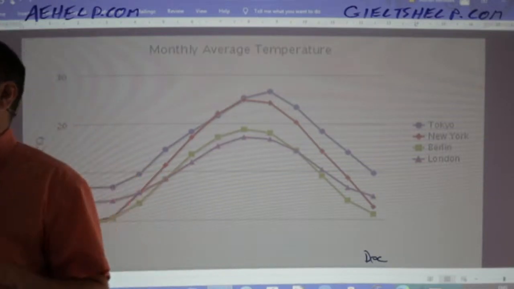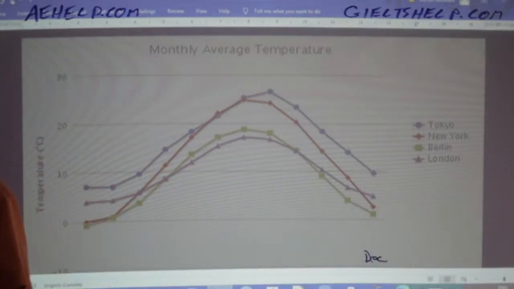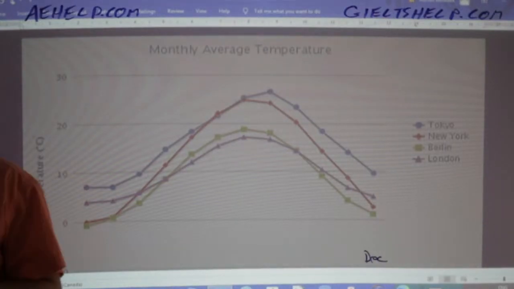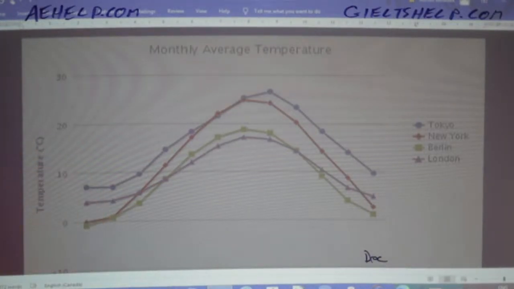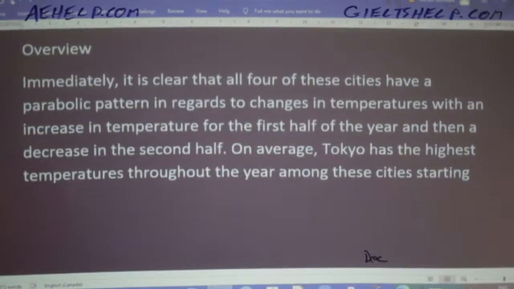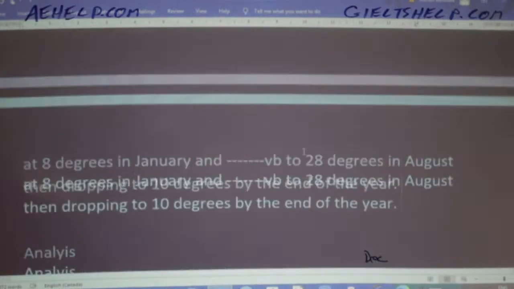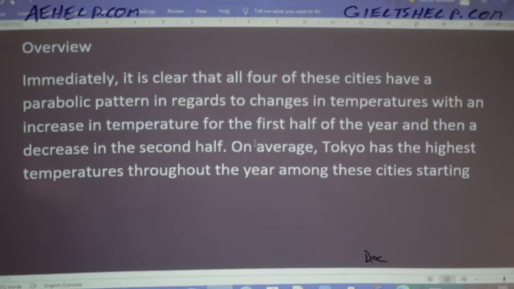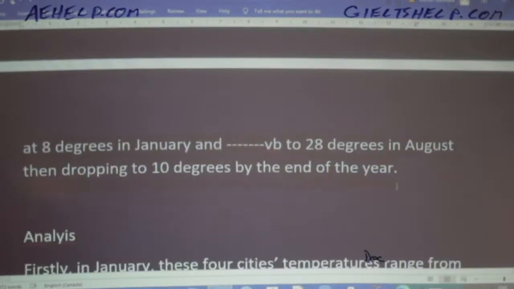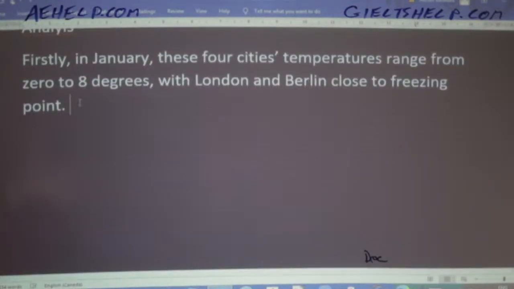So June writes, Tokyo has the highest temperature on average throughout the year with 8 degrees in January and all the way climbing to its peak value of 27 degrees in July. Yeah, so the accuracy of the verbs that you choose is very important as well. Okay, now I have this in the wrong place. I've realized that. So I'm going to take this out and stick it into the analysis here.